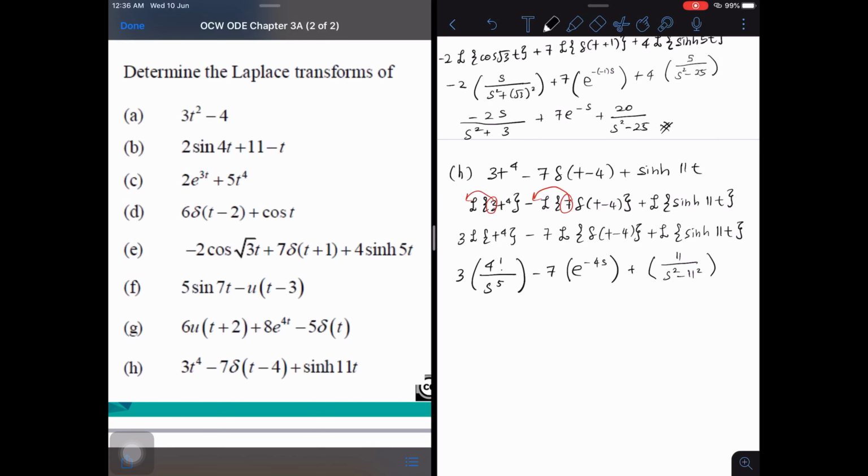Alright guys, so now let's solve this equation. We have 4 factorial here, where 4 factorial is equal to 24. Then 24 times 3, you will have 72. Therefore, you have 72 over s to the power of 5 minus 7 exponent negative 4s plus 11 over s squared minus 11 squared. Okay, so this is the solution.